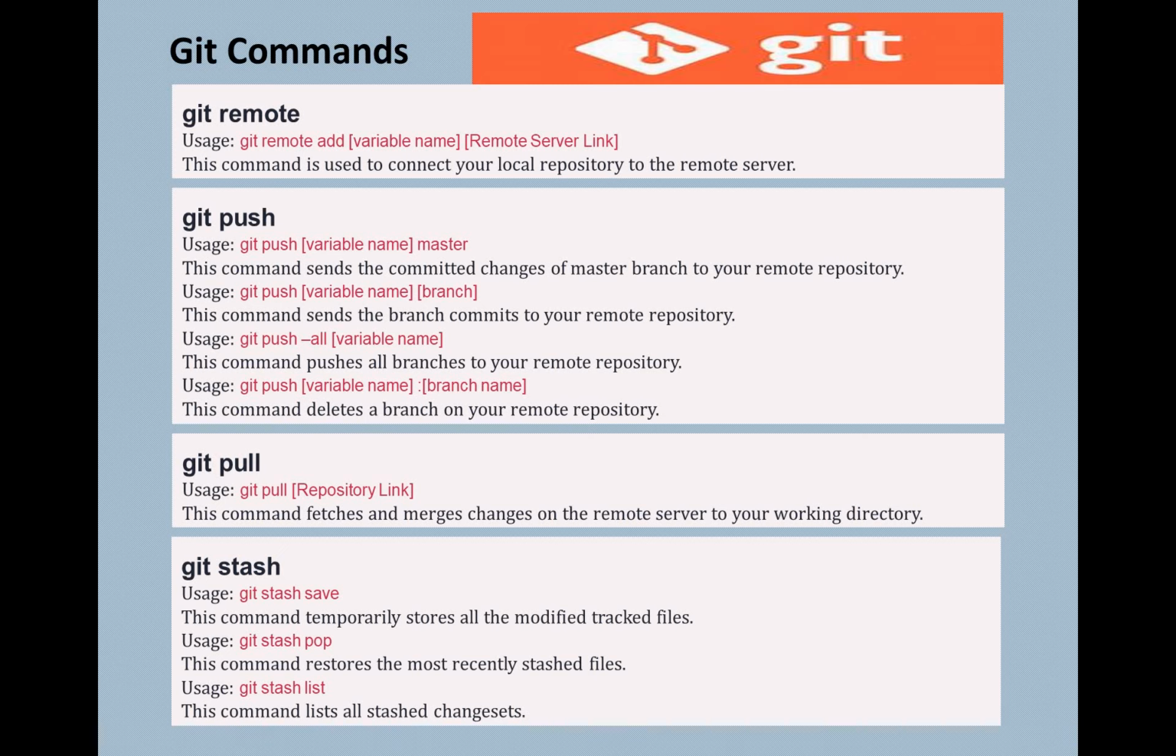You need to type git push, variable name, then a colon and the branch name.